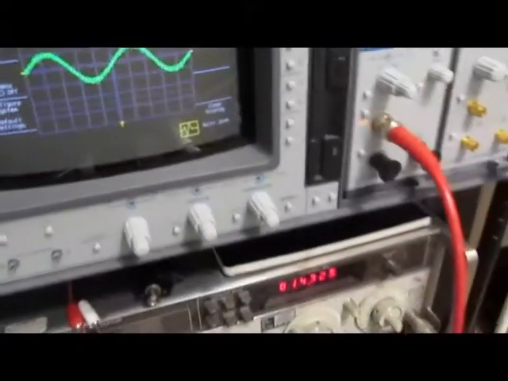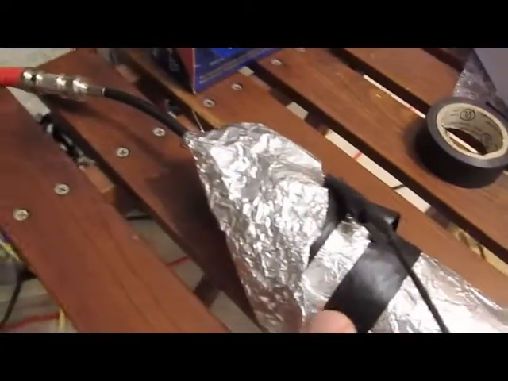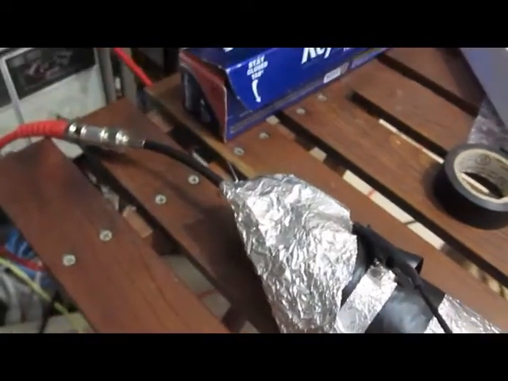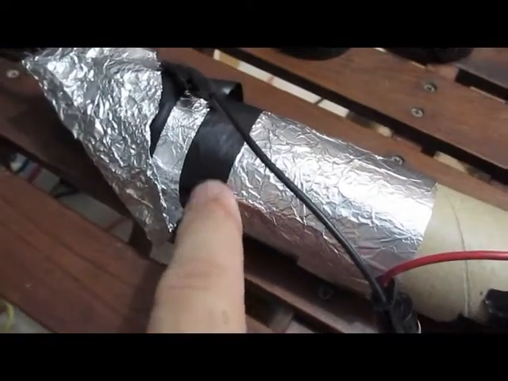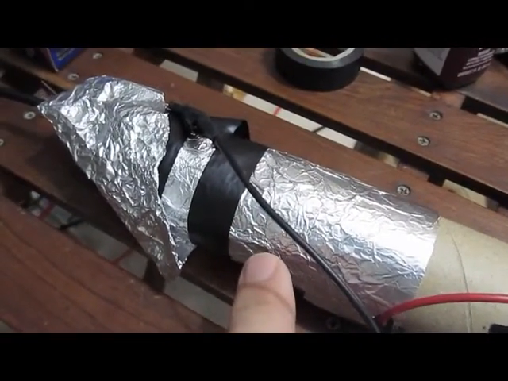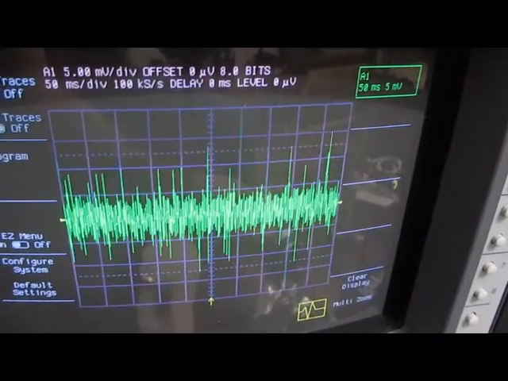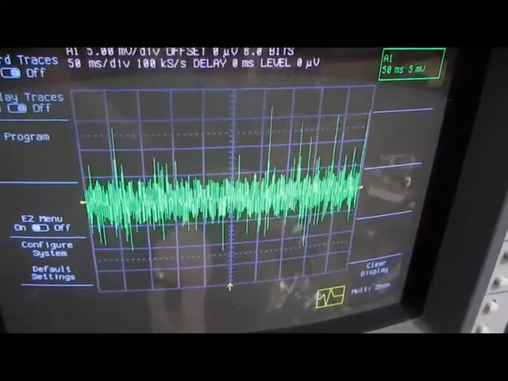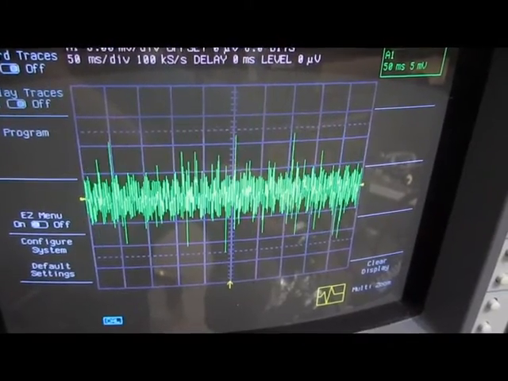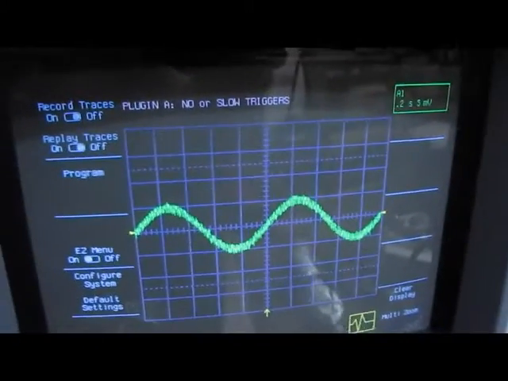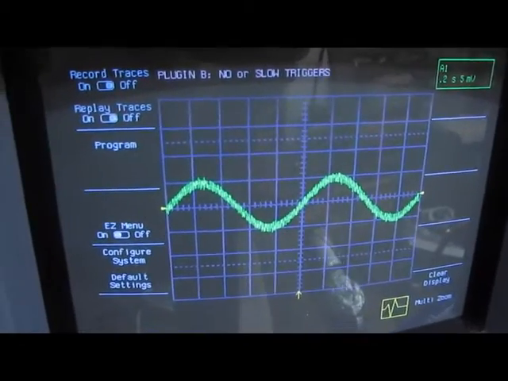If I remove the foil here, or were to detach the ground here to this, you'd see that the noise of this would go up quite a bit. This is the same scale, 5 millivolts per division, without the shield connected. So again, this is at 1 hertz.